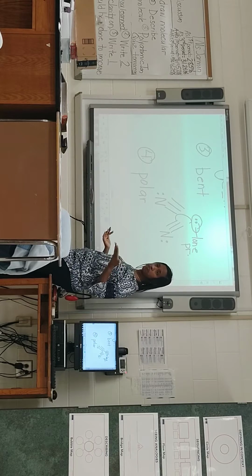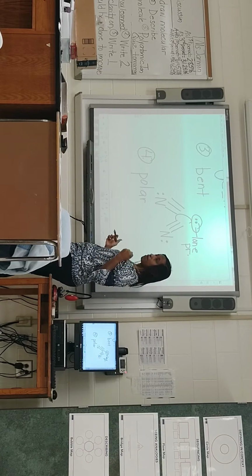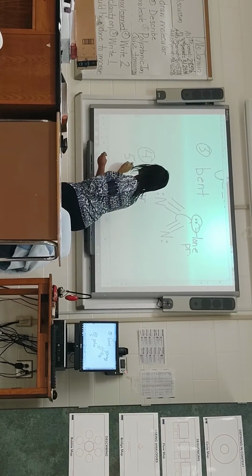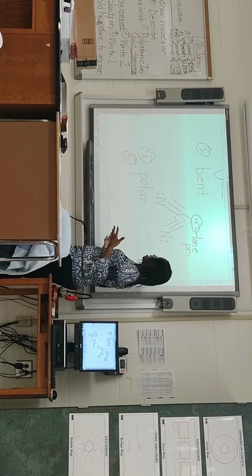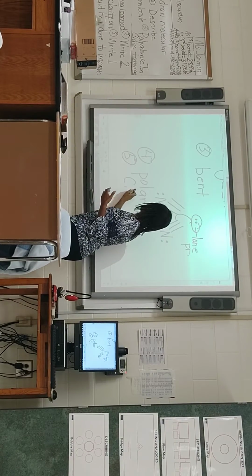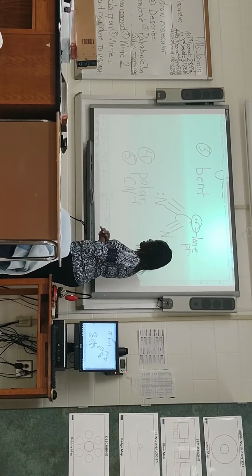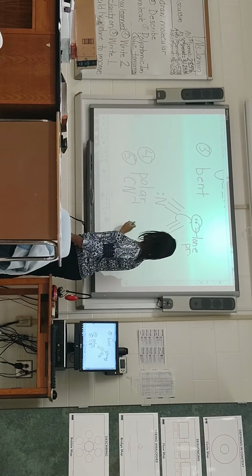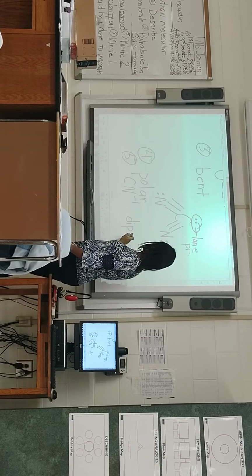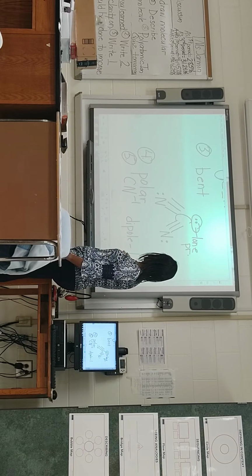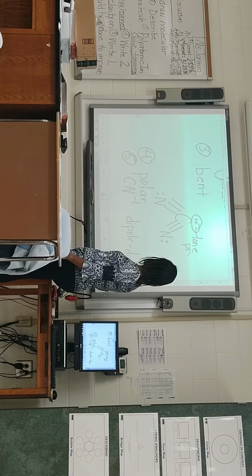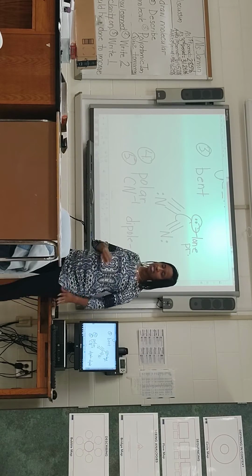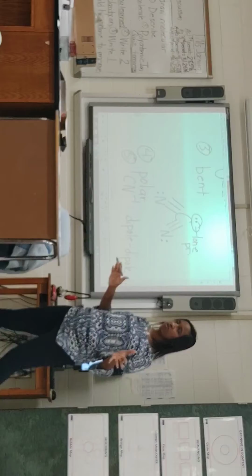So we've determined it's polar, so what are my options for IMF? Dipole-dipole or hydrogen bond. Yes, either dipole-dipole or hydrogen bond. So if this is my molecule, CN-, what is my only option? Dipole-dipole. It has to be dipole-dipole. That is my only option. I see no hydrogen in that formula whatsoever.